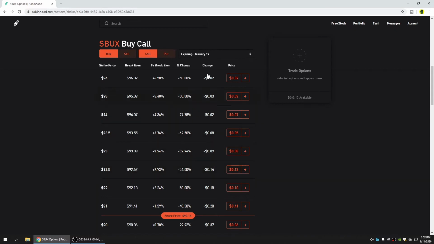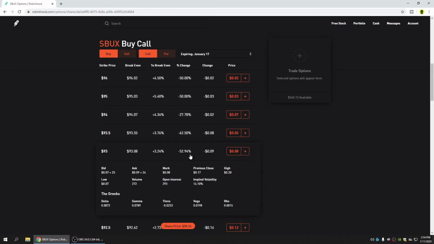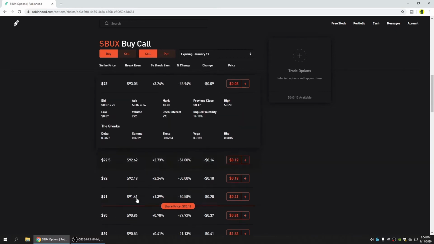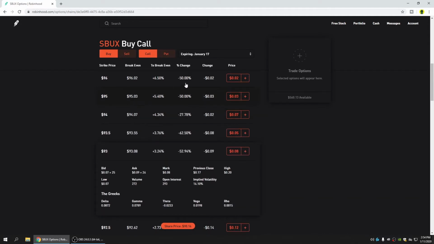But if we get to January 17th and the market closes and Starbucks is only trading at $92, we lose our 8 cents a share right here. What this 8 cents actually means is $8, because when you're buying a call, you're buying the right to buy the share at a certain price if it goes over that. So say Starbucks goes to 95 at January 17th, we could exercise this contract, but the stock is trading at 95. We made money right there.